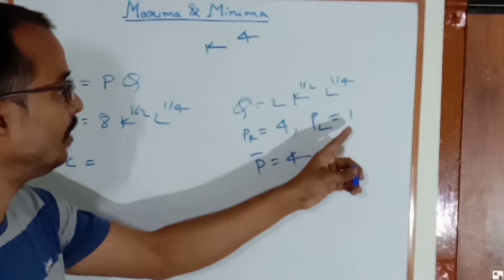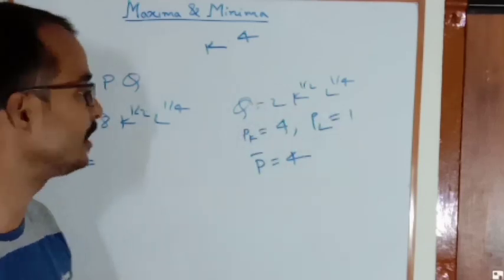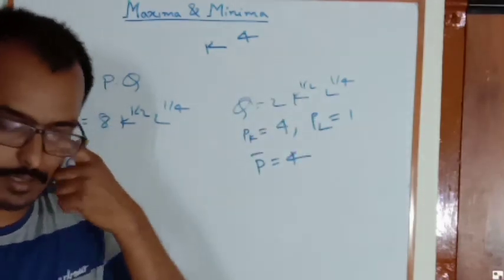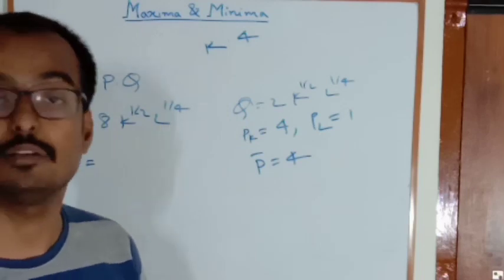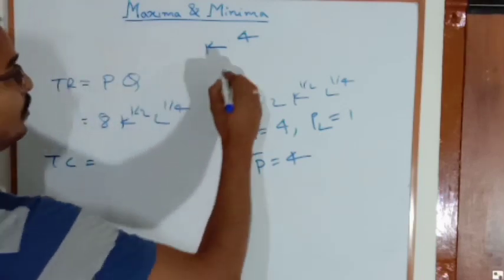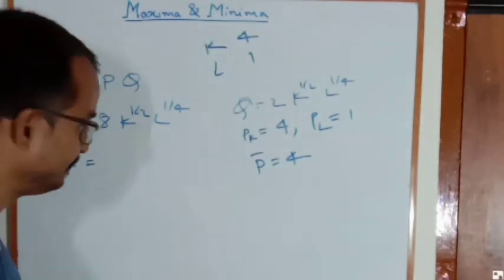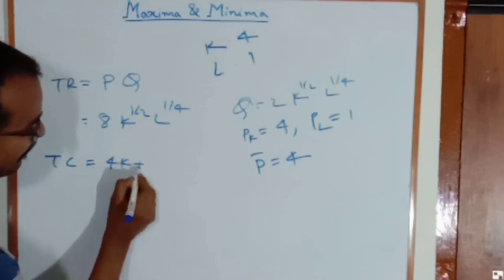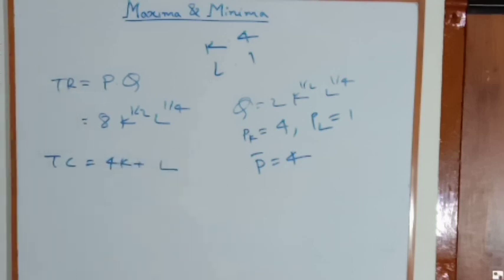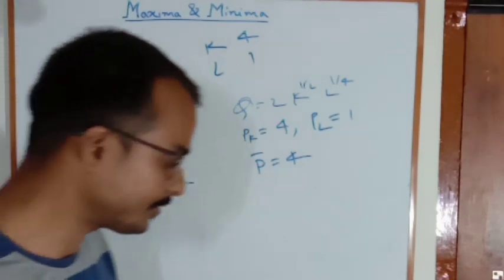How many labor I take? Labor price is 1, say maybe 1000 or 100, whatever. If 10 labor taken, 1000 is the cost, it will be 10,000. So L into 1, or 1L, or 4K, whatever. So total cost equals 4K plus 1L, or L. I got total cost. I think you are clear how I derive the total cost function.